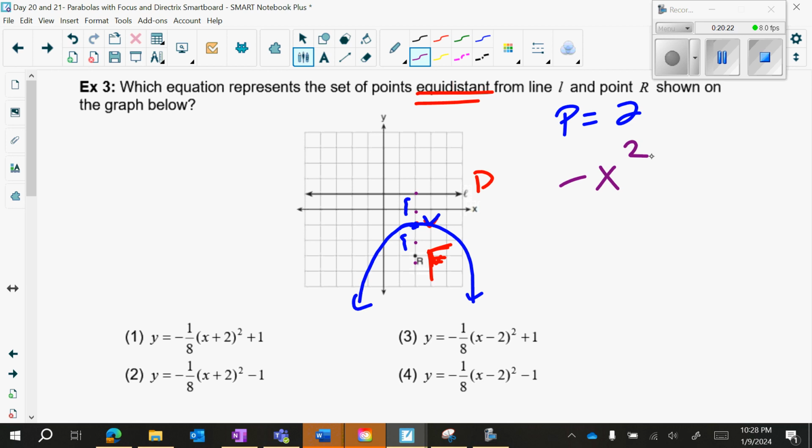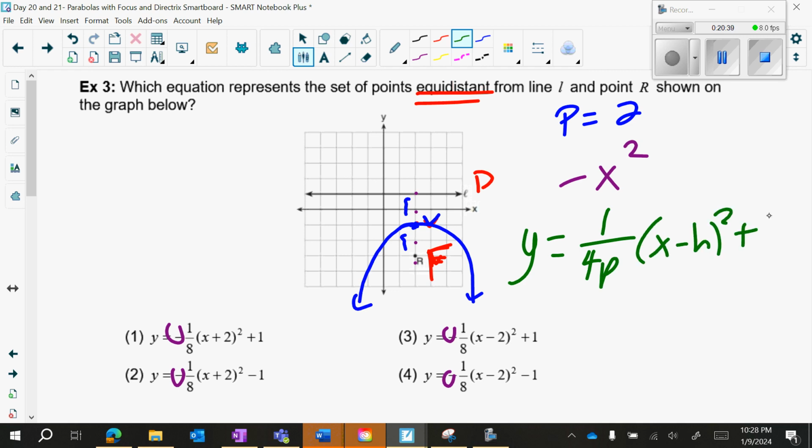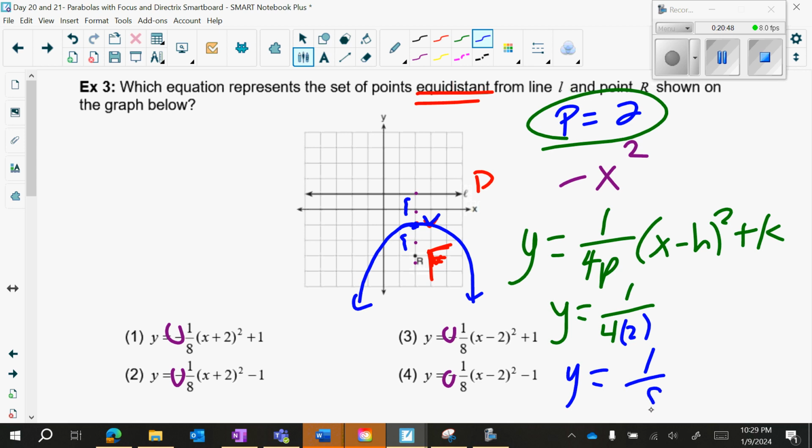Now, if you look at all the choices, they all have negatives in the front, negative, negative, negative, negative. So that's really not going to help us. Also, they all have negative 1/8 in front. So that's also not going to help us, but let's talk about it. 1 over 4p (x minus h) squared plus k, right? So where does that 1/8 come from? 1 over 4 times p, which is 2. There's the 1/8. Remember, it's negative because it's going down, so negative 1/8. Okay, x minus h, plus k.